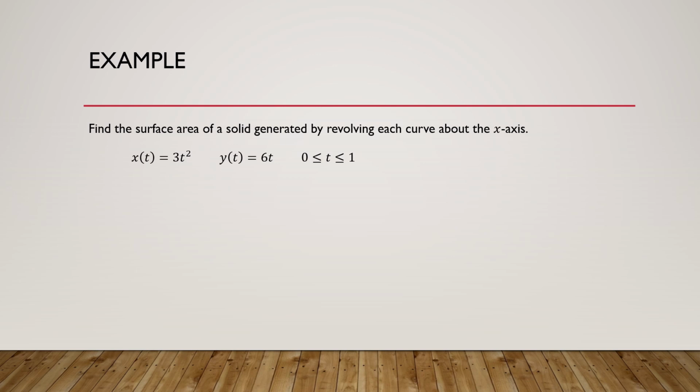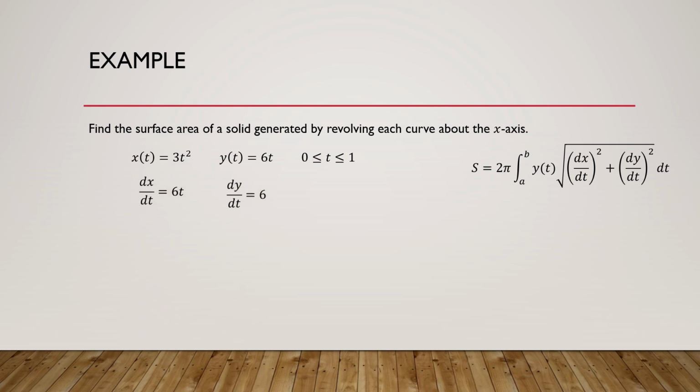Find the surface area of a solid generated by revolving each curve about the x-axis: x of t equals 3t squared and y of t equals 6t, with t from 0 to 1. We start with the equation for the solid of revolution around the x-axis. dx/dt equals 6t, dy/dt equals 6. We then fill in the values to get 2 pi times the integral from 0 to 1 of 6t times the square root of (6t) squared plus 6 squared dt.